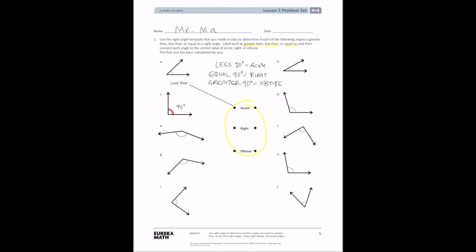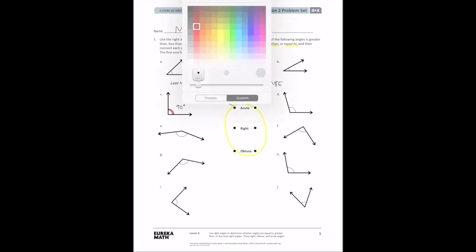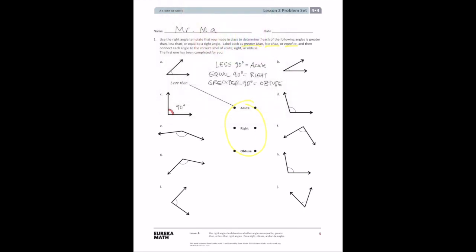Right away you see A says less than, so they draw an arrow from there, that point to that point. Okay, so we'll just use a different color for that. So less than for A, we know it goes to acute. B is definitely less than as well, so B can go to acute. Okay, C we know is 90, so that means C goes to a right angle.